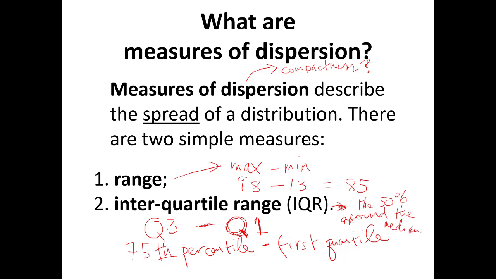Now, there's also something called the standard deviation, and that's calculated from the variance. We're not going to go into those right now because those are a little trickier, but in a stats course you would learn those as well, and those are other measures of dispersion, but we're going to stick with these right now.